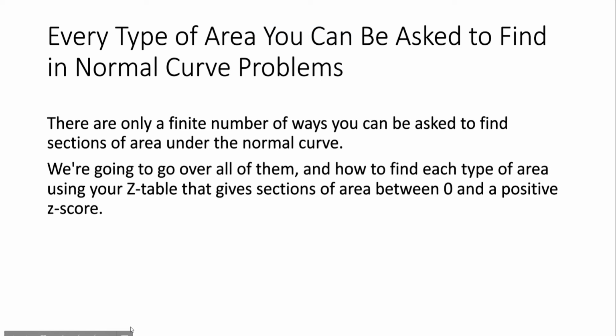In this video, we're going to talk about every different type of area you can be asked to find in normal curve problems and strategies for how to find these areas using the z-table. There are only a finite number of ways you can be asked to find sections of area under the normal curve. Just remember, your specific z-table gives sections of area between 0 and a positive z-score.